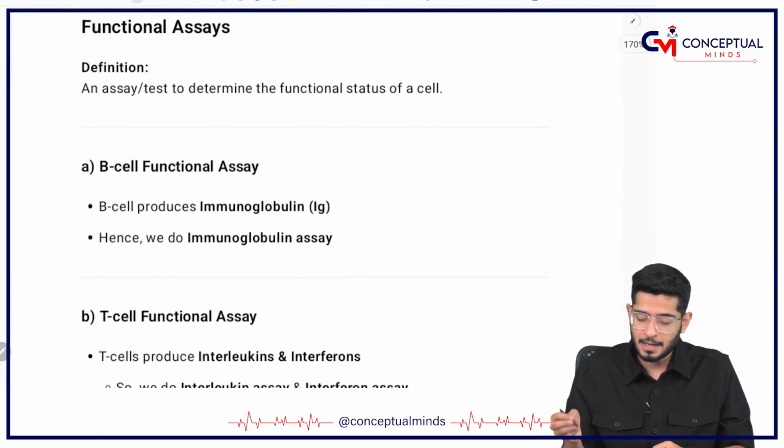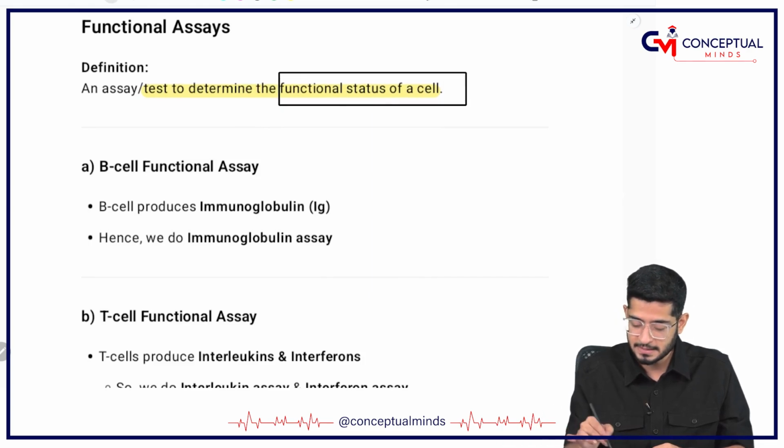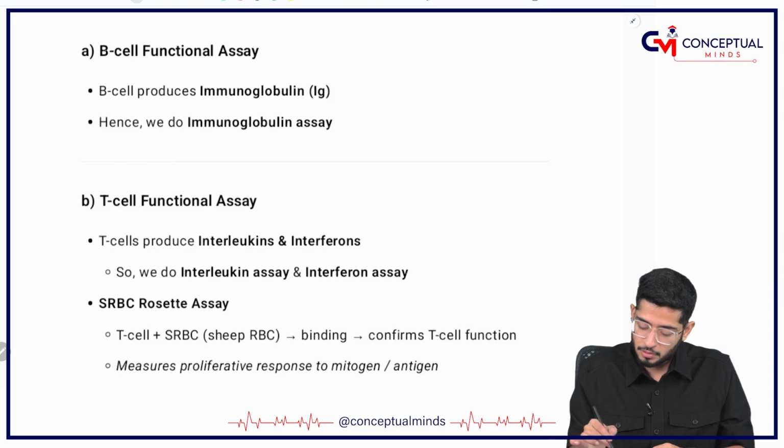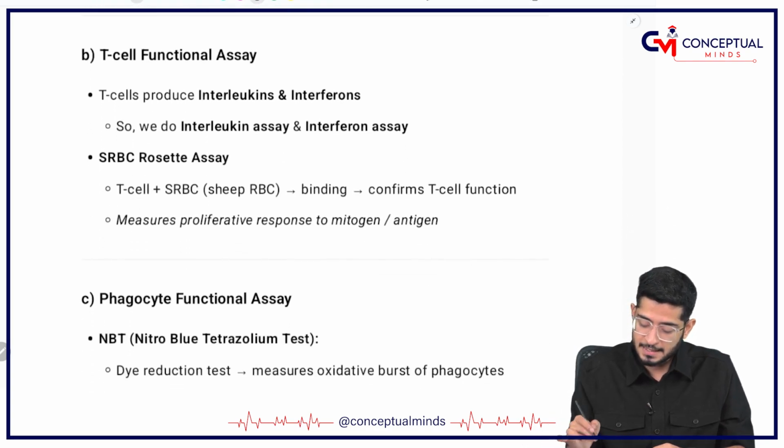Coming on to the functional assays. Functional assays are the tests to determine the functional status of the cell. For example, in order to check the B cell function, you will have the B cells which produce the immunoglobulins, and of course for B cell function we do the immunoglobulin assay. Similarly for T cells, as I have told you, T cells are responsible for production of interleukins and interferons. So we do the interleukin assay and interferon assay.